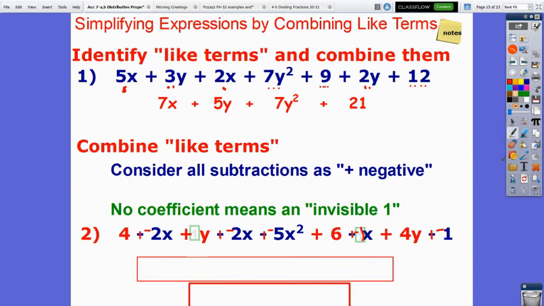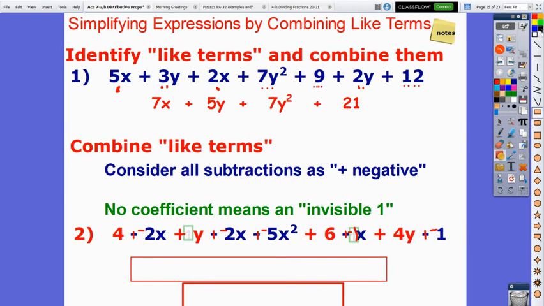Okay, now we can identify the like terms. So I'll go with shapes this time. So we'll circle 4, and this is constant terms. So are there any other constant terms? No. There's one. And there's another one. Okay, so those are constant terms.